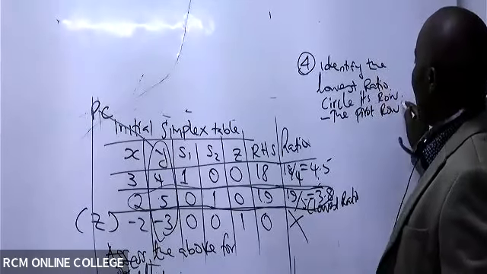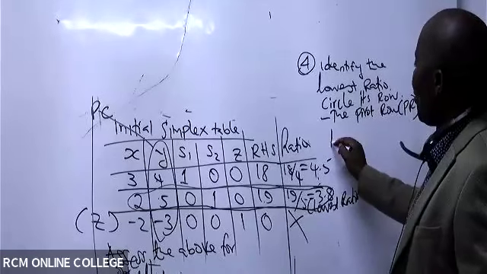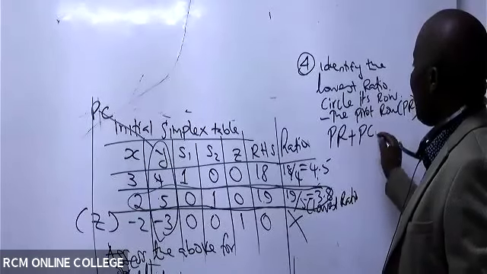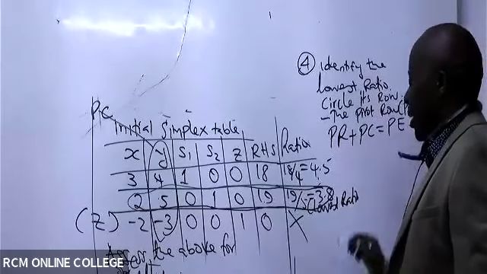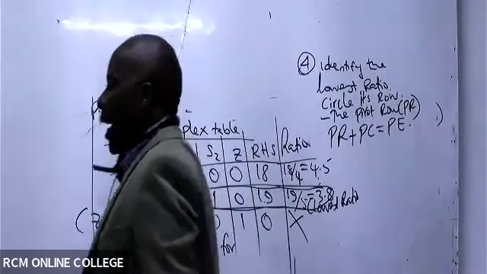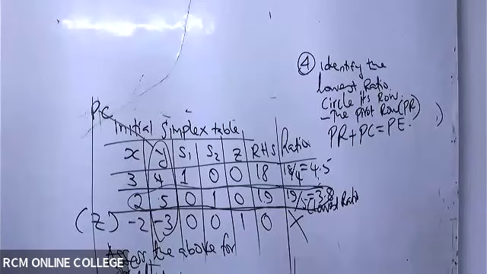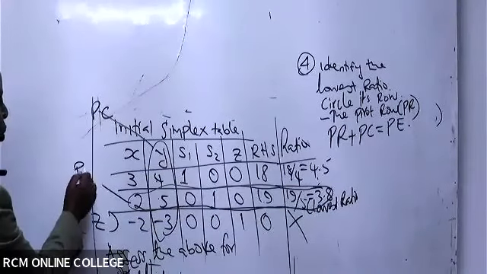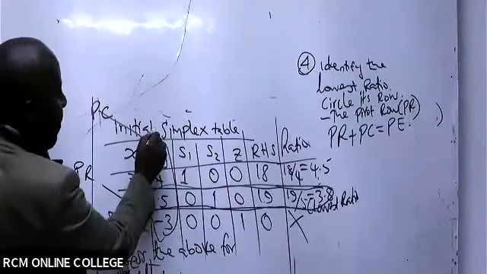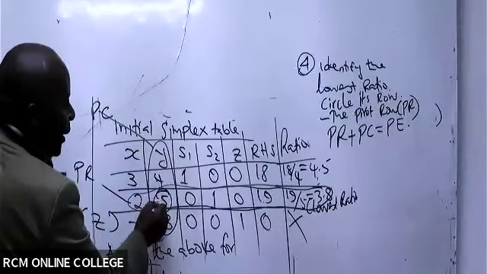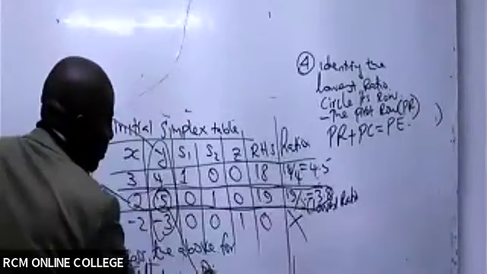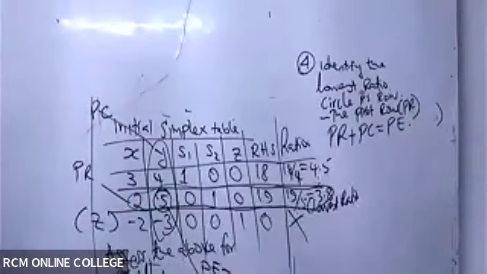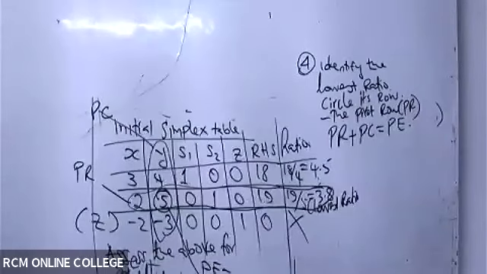Now, ladies and gentlemen, this pivot row will be our PR. You are supposed to know that PR plus PC equals PE, pivot element. Please write in full. Where the pivot row meets my pivot column, the number at the intersection here is a very special number. We call it the pivot element.